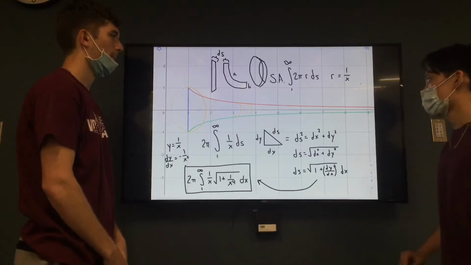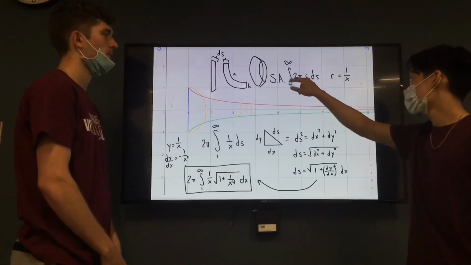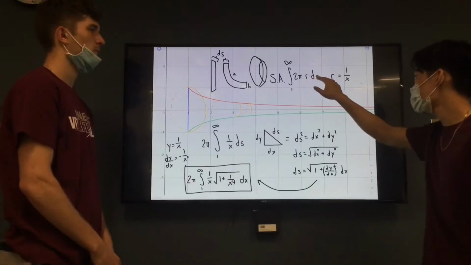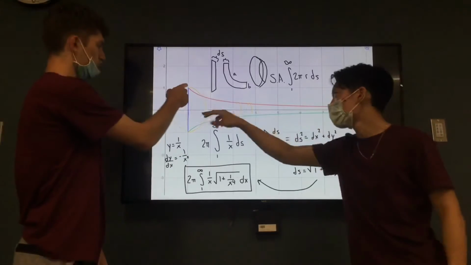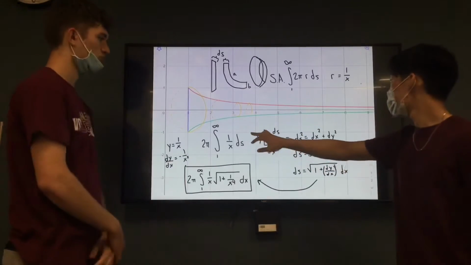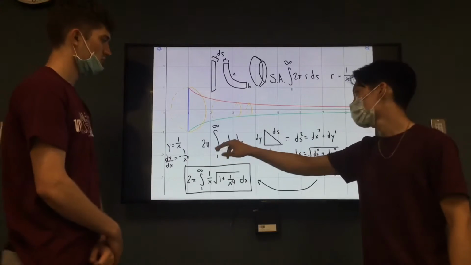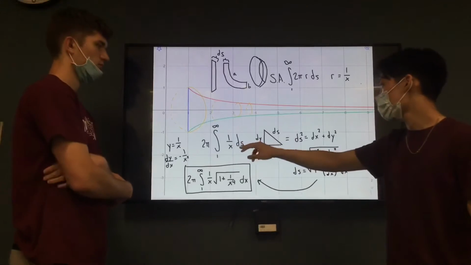So similar to last time, our surface area will equal the integral, like Riley said. It's the integral from 1 to infinity of 2 pi times r ds. And we already know that the radius is 1 over x according to the graph. And then if we go down here, we also put the 2 pi outside. So 2 pi times the integral from 1 to infinity of 1 over x ds.